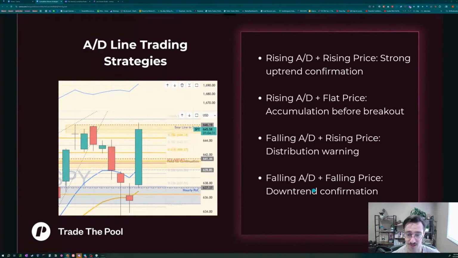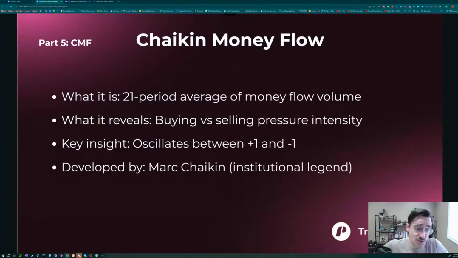But a falling AD plus a falling price is often going to be downtrend confirmation here. So we got the falling price, but we didn't see the falling AD. So no confirmation of a downtrend, just a pullback in a bigger uptrend. So moving on to the next one.